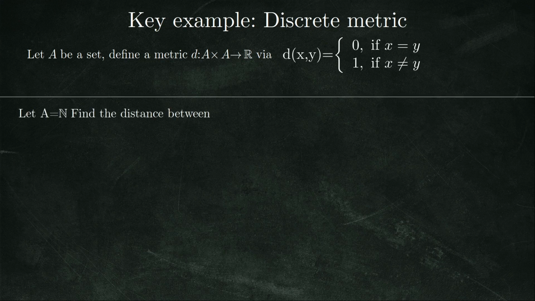Let's look very quickly at calculating some distances with this. If A equals N, the set of natural numbers, find the distance between 2 and 7. Well, 2 and 7 are different, so the distance between them is 1. And then the distance between 5 and 5, I'll give you about 5 seconds or so to think about it.